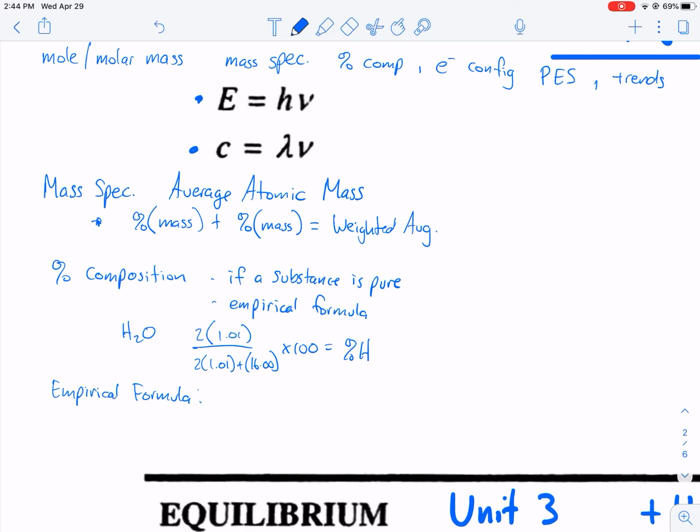And we had a system for that. We said percent to mass, mass to mole, and then divide by small, and then multiply till whole. And so we can find empirical formulas that way.